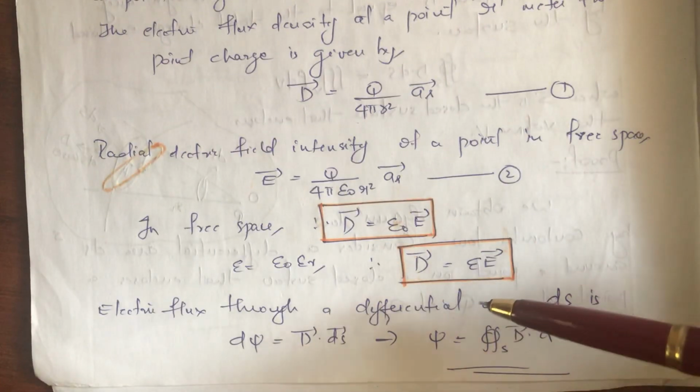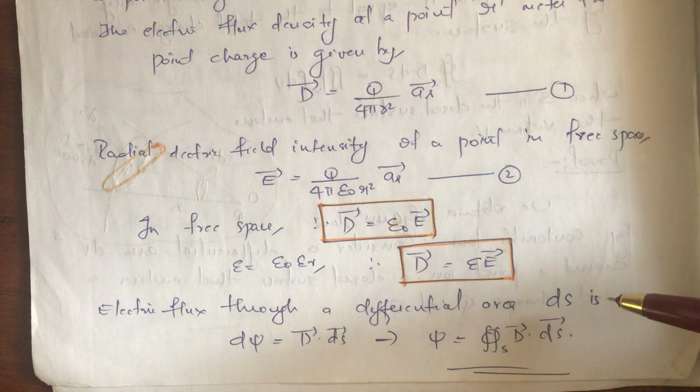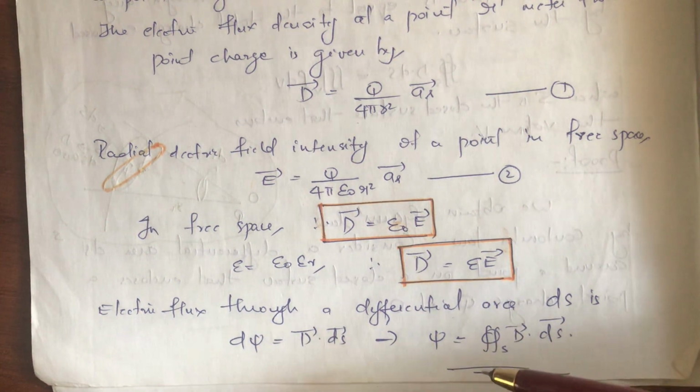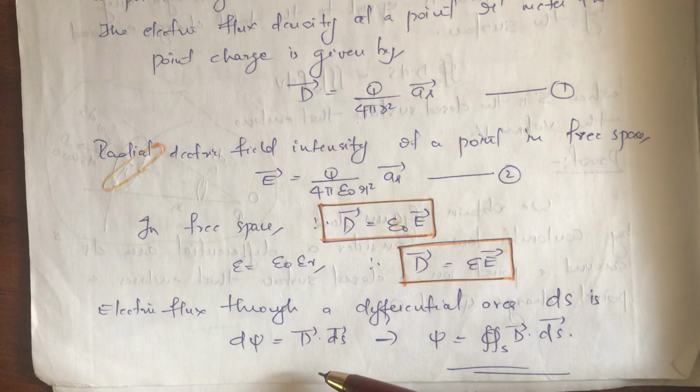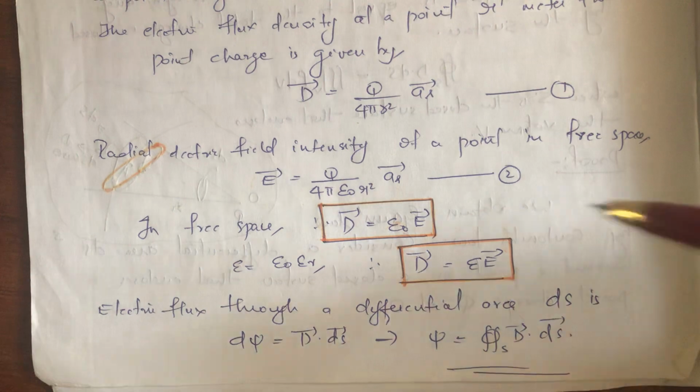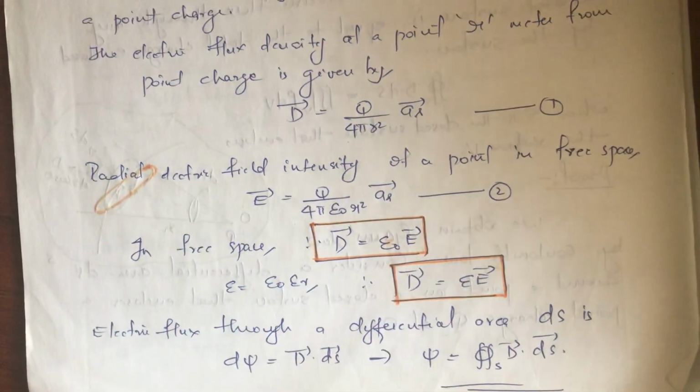Electric flux through a differential area ds is d psi equal to D dot ds. That is, the electric flux psi is equal to the surface integral of D dot ds.